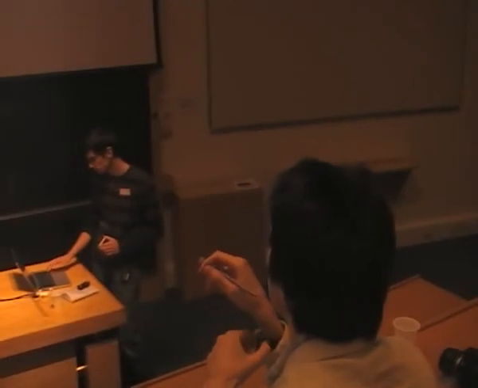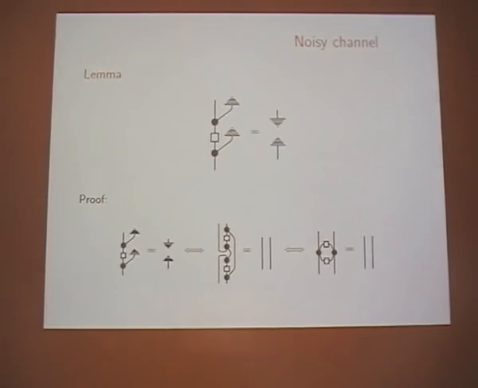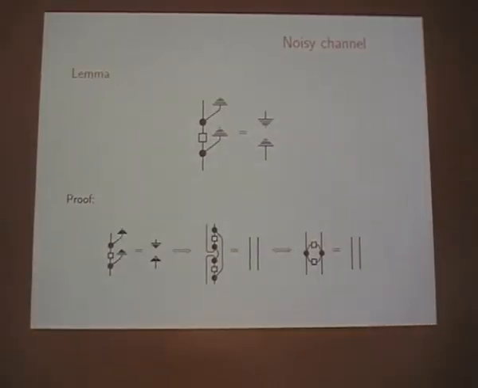I was wondering, when you proved the noisy channel, you went from a diagram that had interactions with the environment to a diagram that didn't have interactions with the environment. And I was wondering, how did you do that? For example, you went from the first diagram having two interactions with the environment to a second diagram having no interaction with the environment. I was wondering, what axiom did you use?